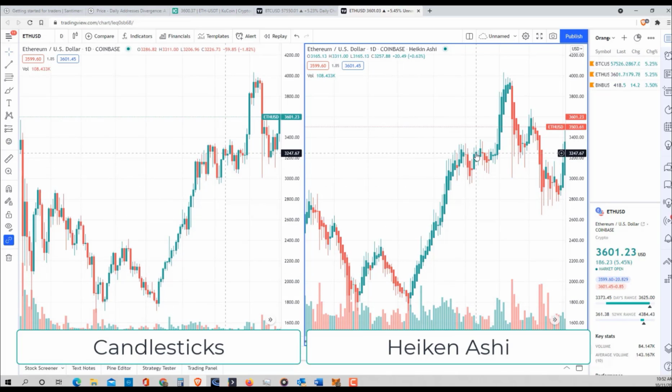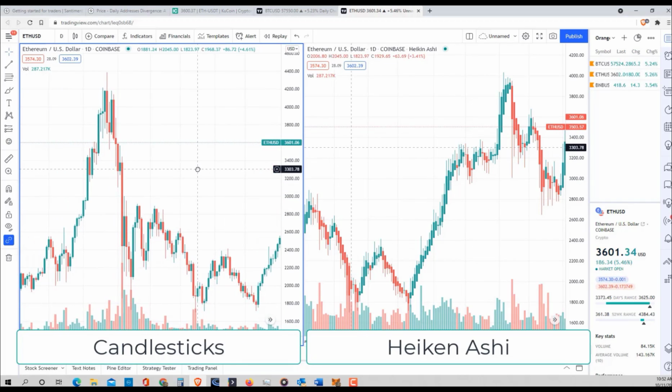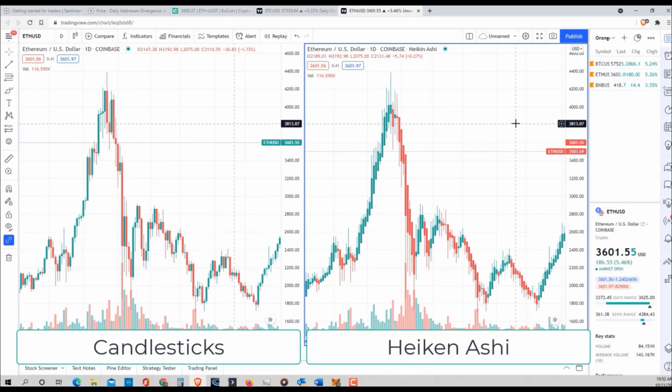So you will stay in a trade longer. Whereas here, if you just use this, you would be in and out, and it would not be a very profitable endeavor for you. So let's look at more. Look at this. This is another perfect example. If you use the normal candlestick chart, this move up might scare you.